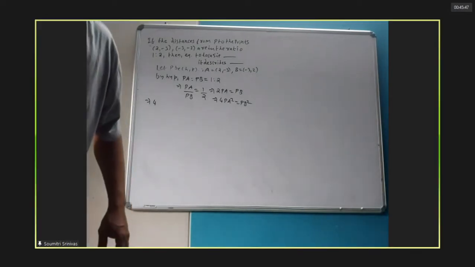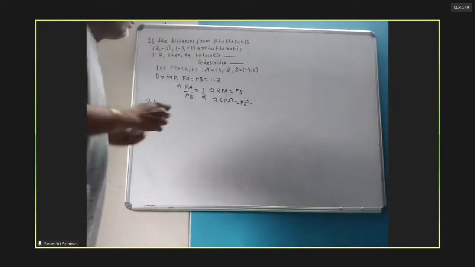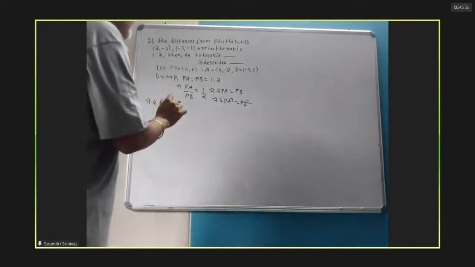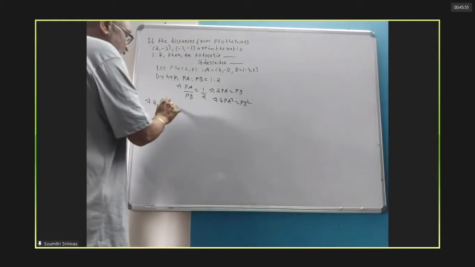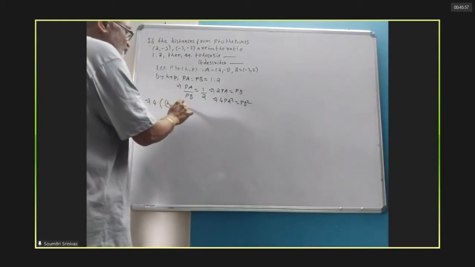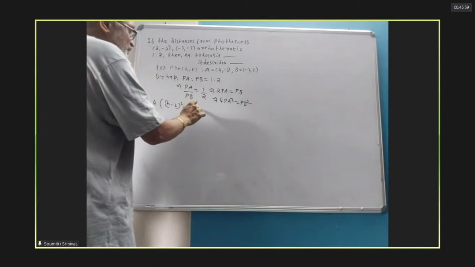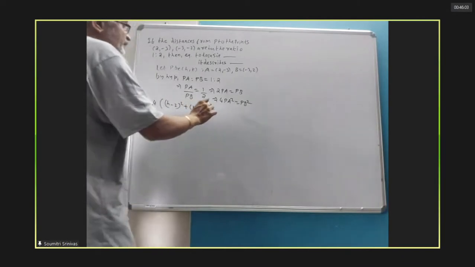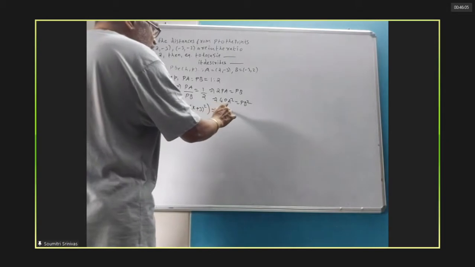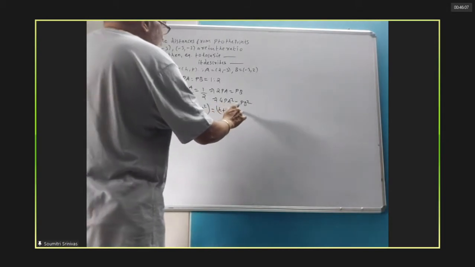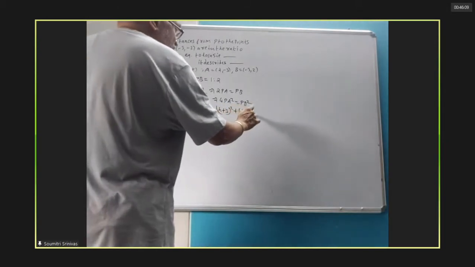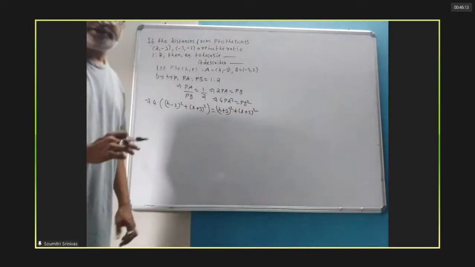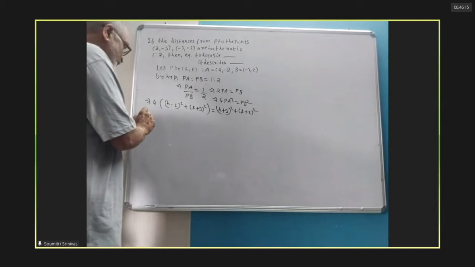Children, what is PA square? 4 into, what is PA square? (h minus 2) whole square plus (k plus 3) whole square. What is PB square? (h plus 3) whole square plus (k plus 2) whole square. Now the remaining part is simplification. What will you get?